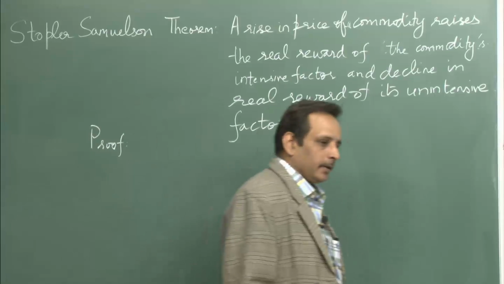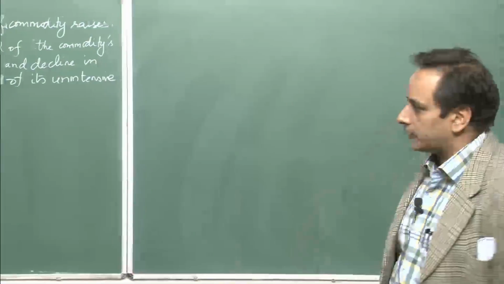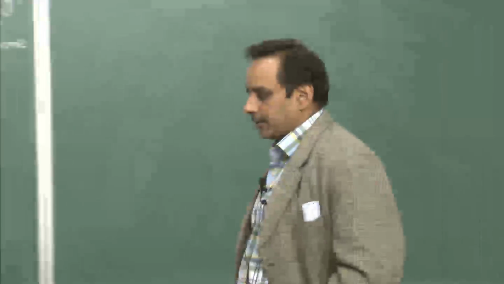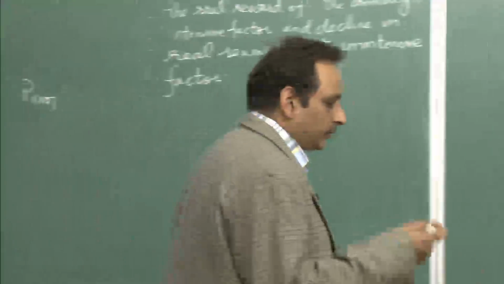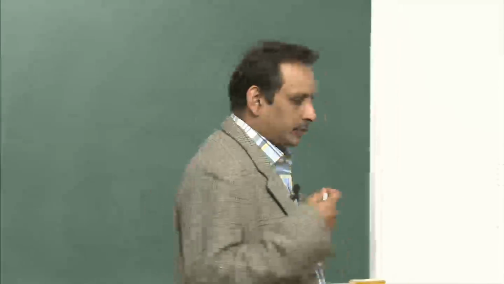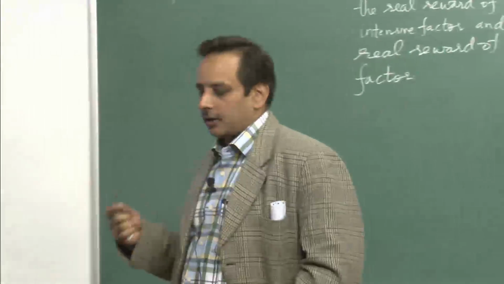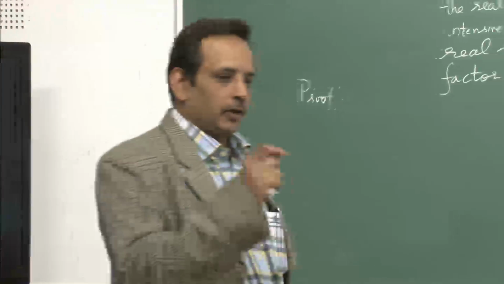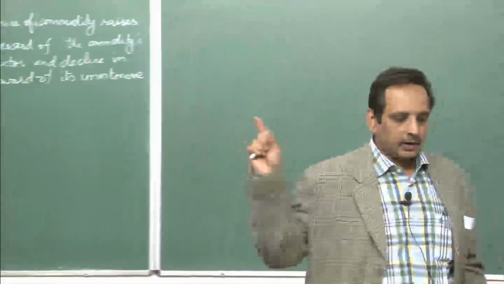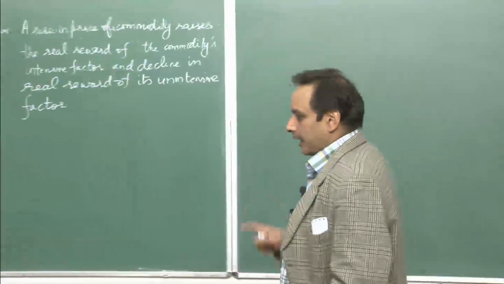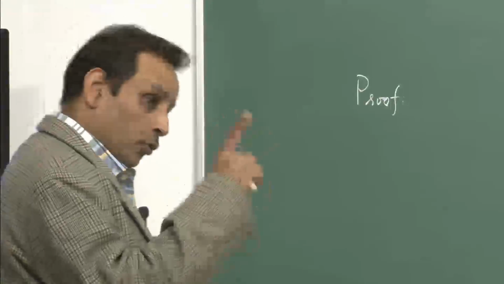And if you work further on this, then you can prove the factor price equalization theorem, which says that in the end the relative wage rates would be the same once trade takes place. Trade is a substitute for factor movements. Even if you do not have mobility of factors across countries, trade is a good substitute, because when trade takes place, the relative price of that commodity goes up, the real reward of its intensive factor goes up, the real reward of the unintensive factor goes down.